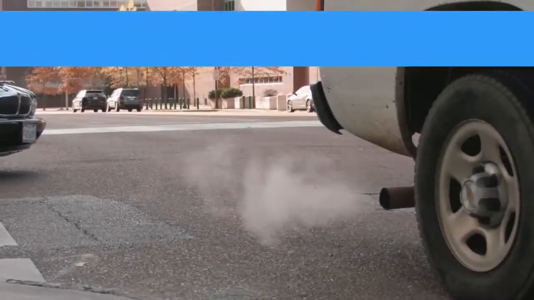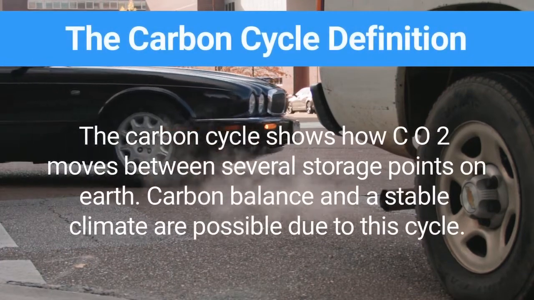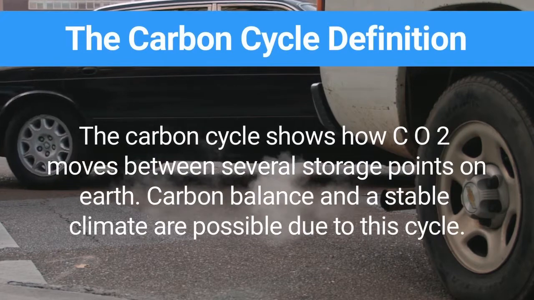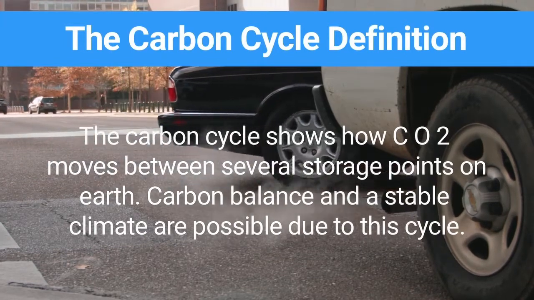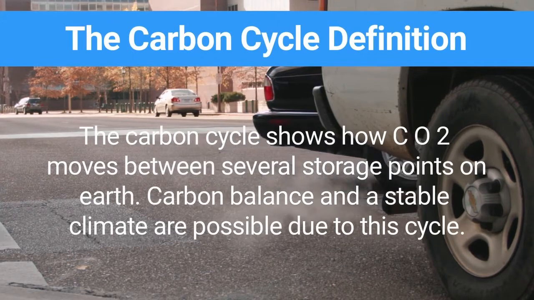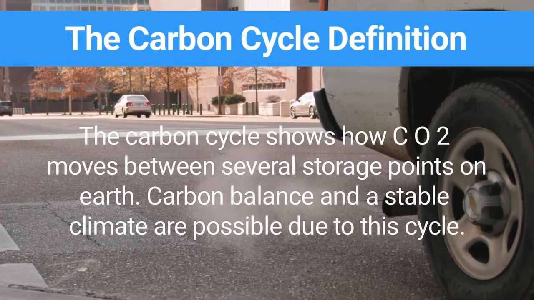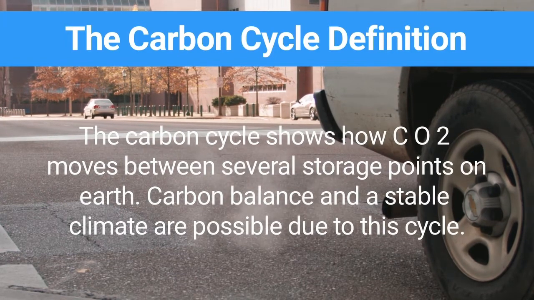The carbon cycle definition. The carbon cycle shows how CO2 moves between several storage points on Earth. Carbon balance and a stable climate are possible due to this cycle. The amount of carbon in our atmosphere remains constant largely because of this cycle. Carbon atoms keep traveling from the atmosphere and back to the Earth in cycles.